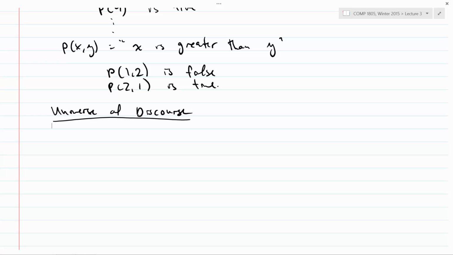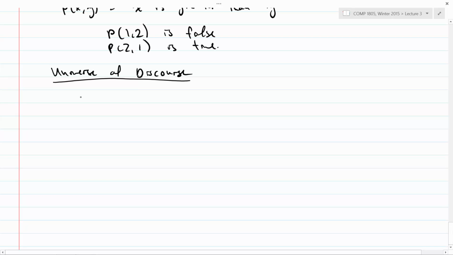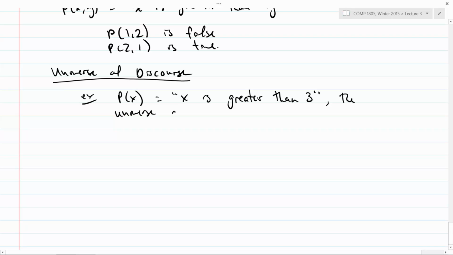It's the set of things that we can draw our objects from and put into the propositional functions that we define. Okay? So, as an example, if P(x) means x is greater than 3, just like it did before, the universe of discourse, which is usually abbreviated U of D, it's the set of all real numbers, say.